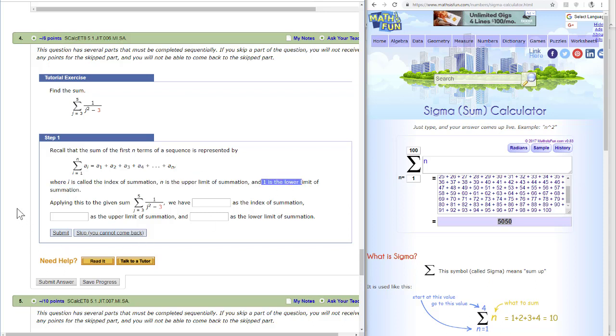So applying the given sum here, we have the index is going to be j as the index of the summation. The upper limit of the summation is 5, and the lower limit of the summation is 3, so it starts with 3.